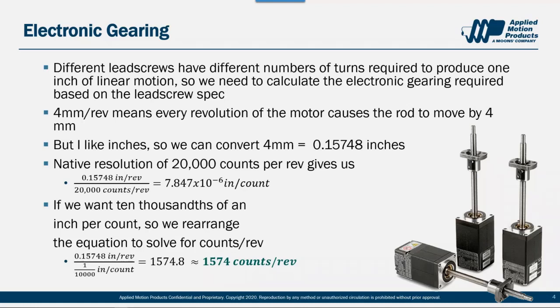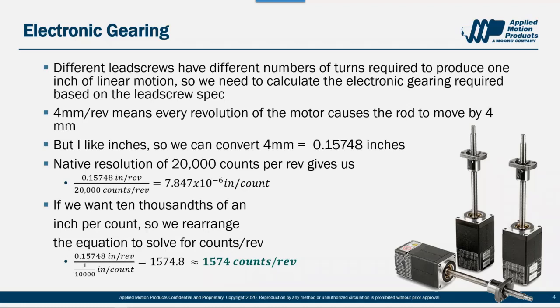So let's talk about that error on the bottom there. There are two things going on. The first is that because we have a metric lead screw and we're using imperial programming and configuration units, we're going to have a mismatch. You're not necessarily going to end up on a nice clean number. So it's pretty important to run through this exercise before you pick a lead screw. Make sure that it's going to match and it's going to give you a nice integer for electronic gearing.